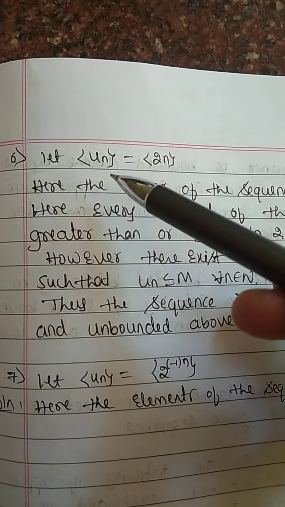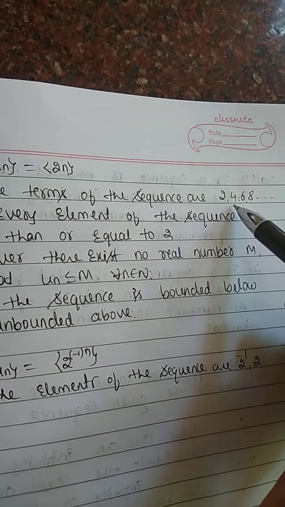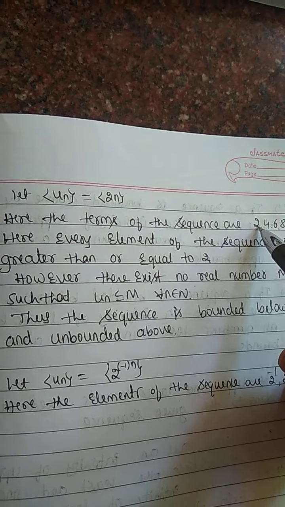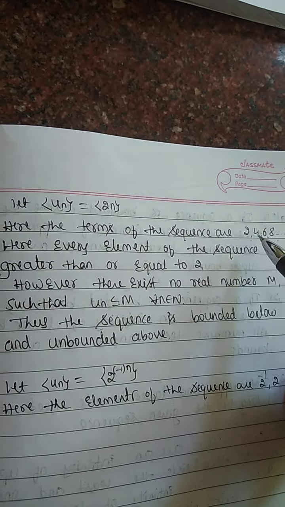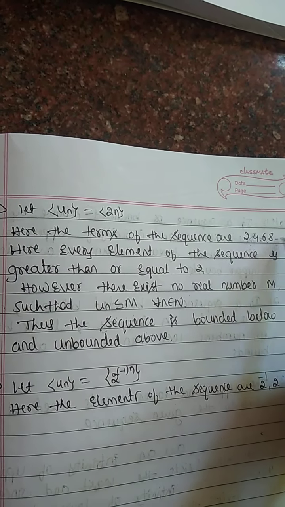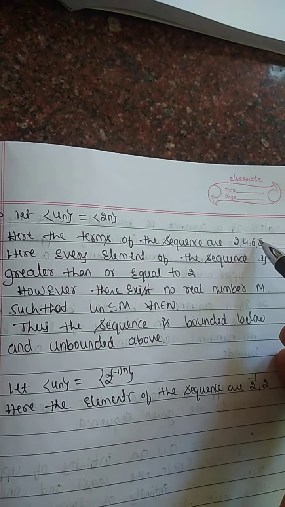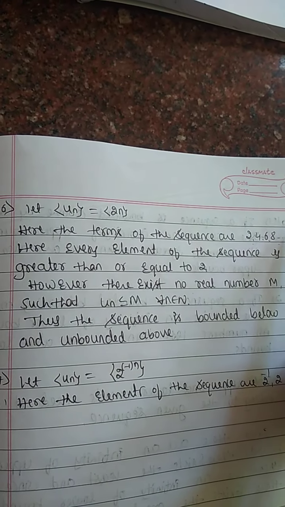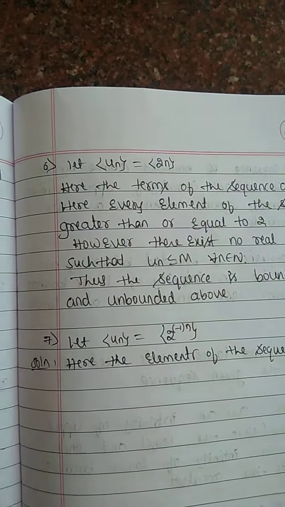Next, let the sequence un equal n plus 1. Here the terms of the sequence are 2, 4, 6, 8 and so on. Every element of the sequence is greater than or equal to 2, so 2 is the lower bound. All the elements are greater than 2. There is no upper bound for this sequence. So this is bounded below and it is not bounded above.